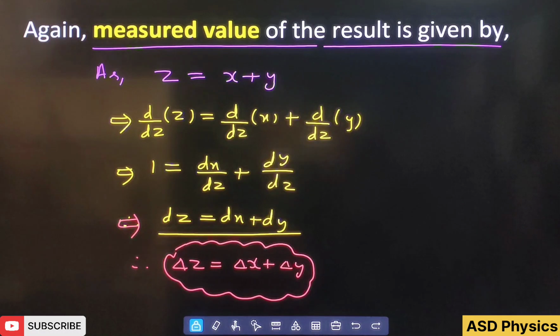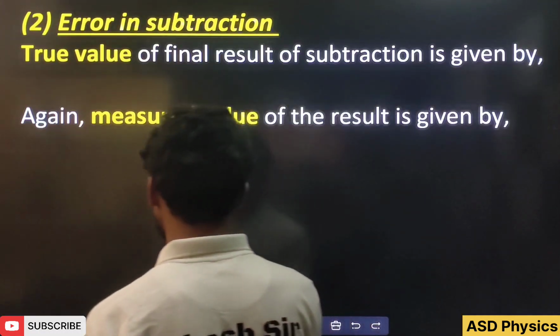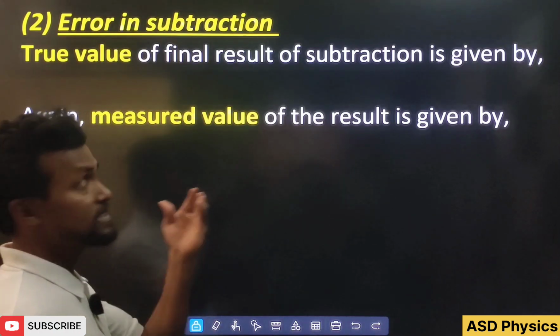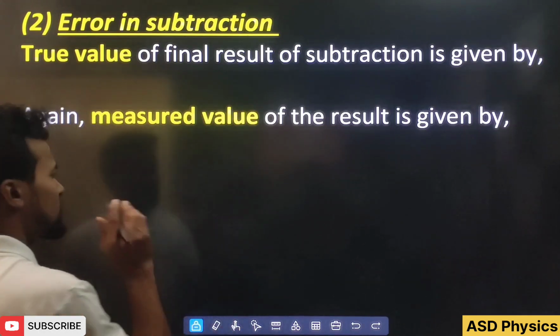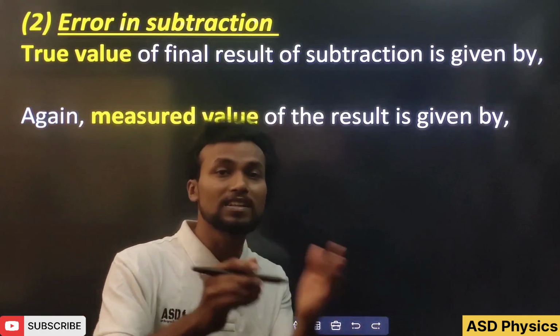Kindly remember that whenever we are writing the error expression, we will always write the maximum error, even if a minus sign is appearing, we will make it a plus. Okay, so now kindly see error in subtraction. So now see, the physical quantities are the same, x plus minus delta x and y plus minus delta y.